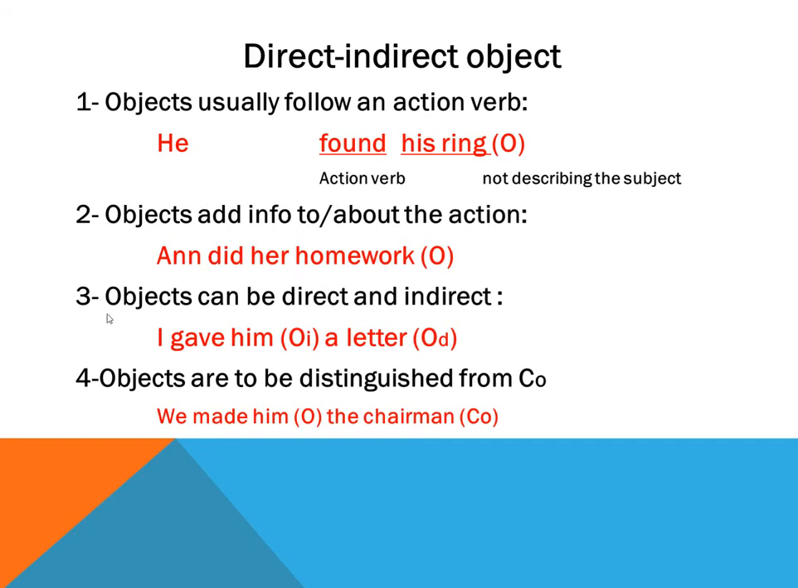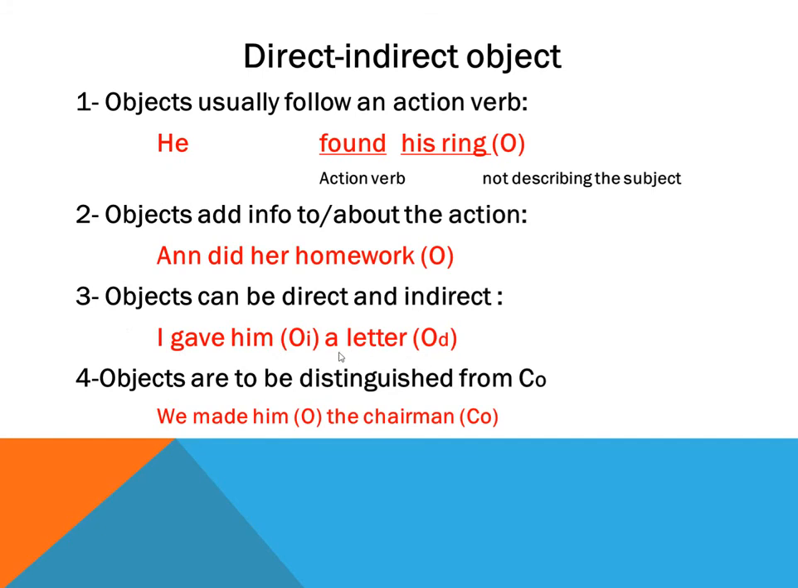An object also can be direct and indirect. Some English verbs can have 2 objects, like the verb give. In this sentence, I gave him a letter, we have 2 objects. We have him and a letter. Him is an indirect object and letter is a direct object. The question is, how could we distinguish between direct and indirect objects?